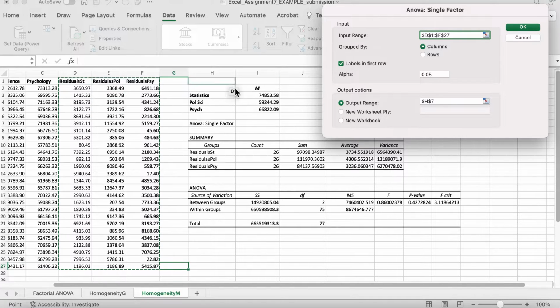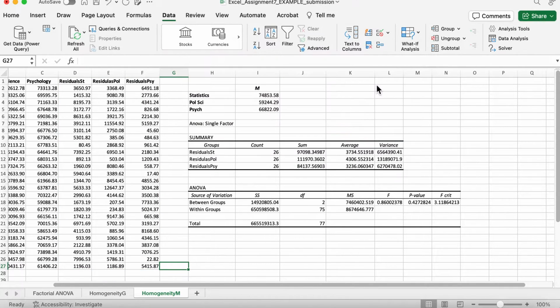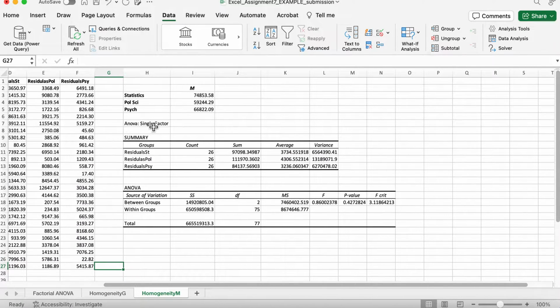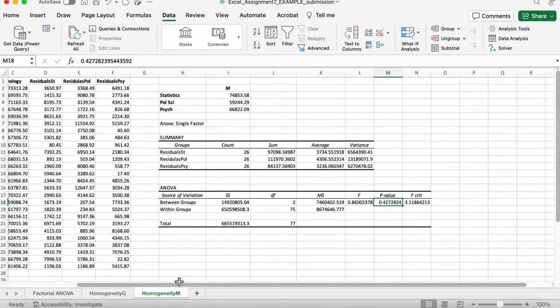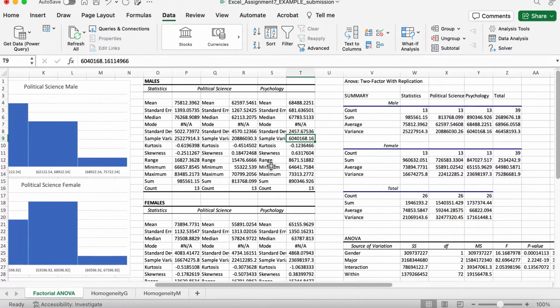It's grouped by column. We have labels. Our alpha is 0.05, and the output range just asks you where you want it to end up. Since I already have this, I'm going to cancel, and then this will pop up. Our F is 0.86, p-value of 0.42, so it's not statistically significant. So after these 2 tests, we can say homogeneity of variance is fine.